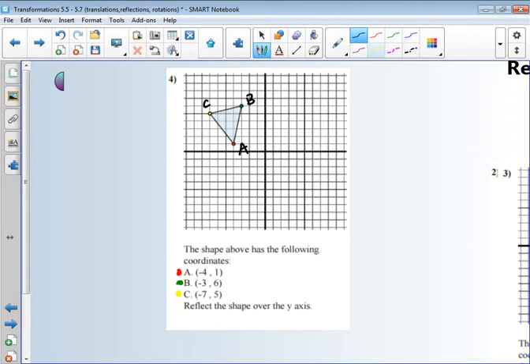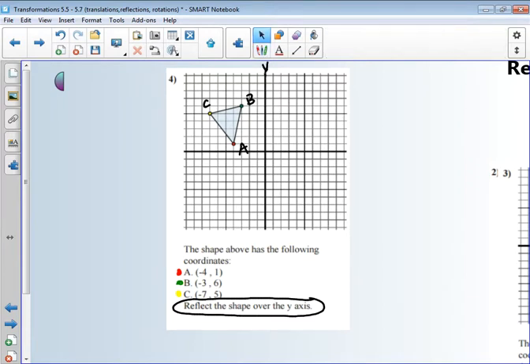Okay, so now I need to make sure that I identify which line of reflection they want us to use, and they want us to use the y-axis. So we're flipping over this line. Okay, so now we'll go ahead and count everything out. So for A, it looks like we're 4 places away from the line of reflection. So I'm going to count out 4 on the other side of the Y. So 1, 2, 3, 4.